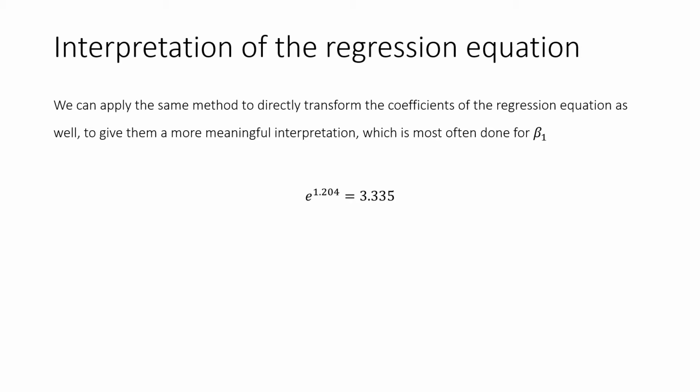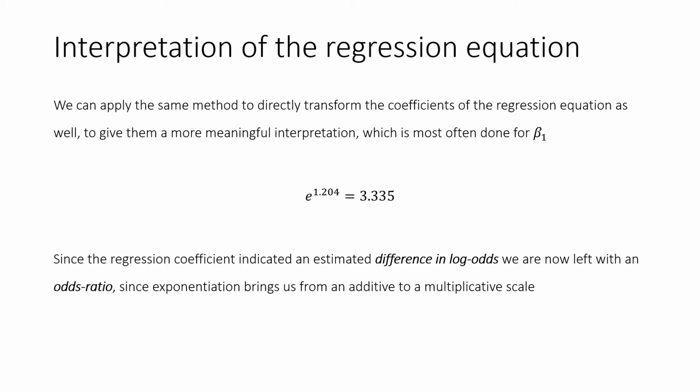Now, what does that indicate? Well, remember, the regression coefficient indicated an estimated difference in log odds. So if we exponentiate that value, we are now left with an odds ratio. And the reason for that is that when we take the natural log of something, we transform it to an additive scale, whereas when we exponentiate it back to its original scale, we bring it back to a multiplicative scale.